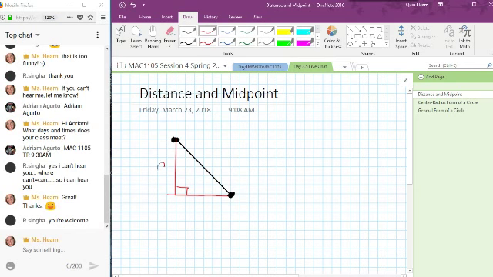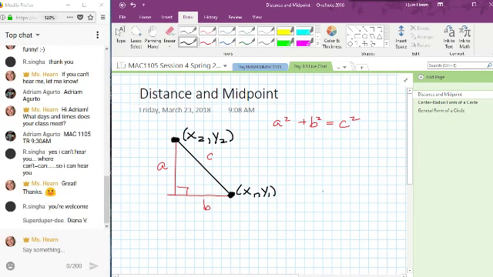So if you call this side A, this side B, and this side C, remember that A squared plus B squared equals C squared. So if you know the coordinates of these 2 points, let's say this is x2, y2, and this is x1, y1. Those are not powers, those are subscripts. These are just a way of saying point 1 and point 2. If you know the coordinates of the points, you can find these distances A and B, and then you can use the Pythagorean theorem to find C.